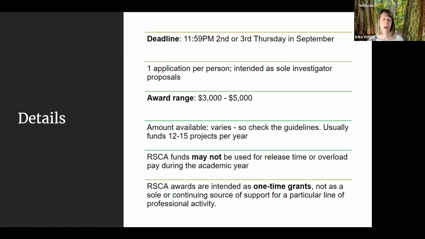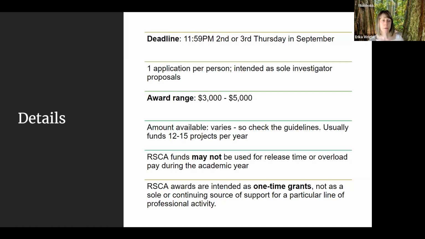And please, that award range is real. So if you ask for $200 or $2,900, you have not fulfilled the criteria of the proposal. And if you ask for more than $5,000, you've not fulfilled the criteria of the proposal. So please do submit grants within that $3,000 to $5,000 range.